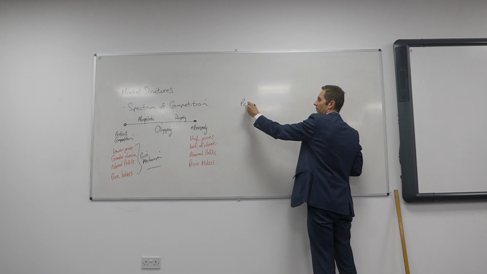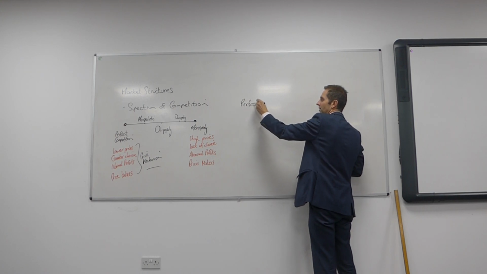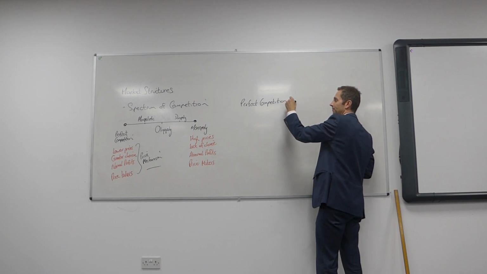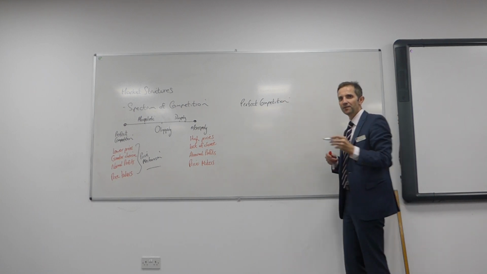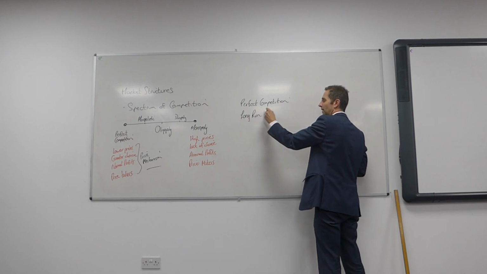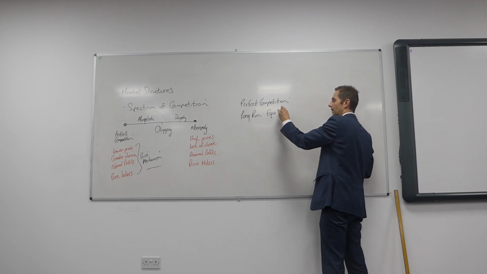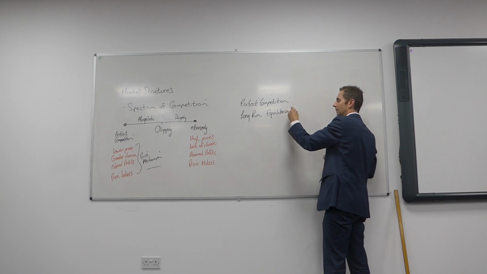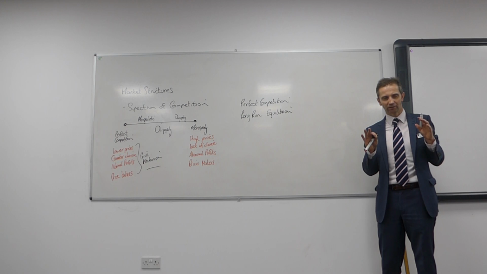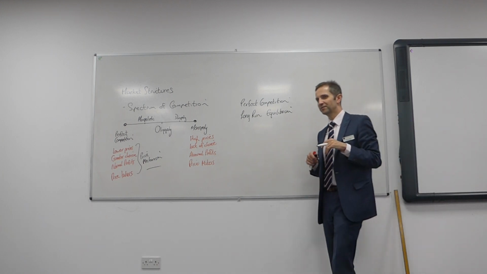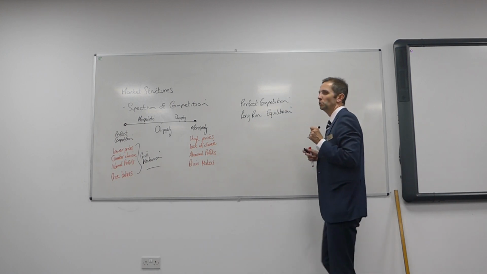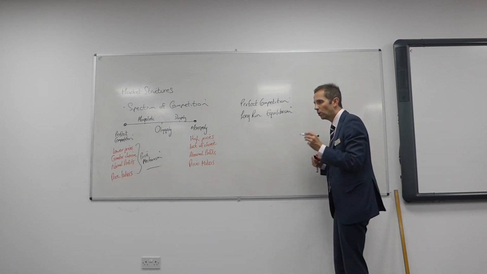So, first we're going to look at perfect competition, and this is the long run equilibrium. When we've drawn the diagram, you will see why this is referred to as the long run.